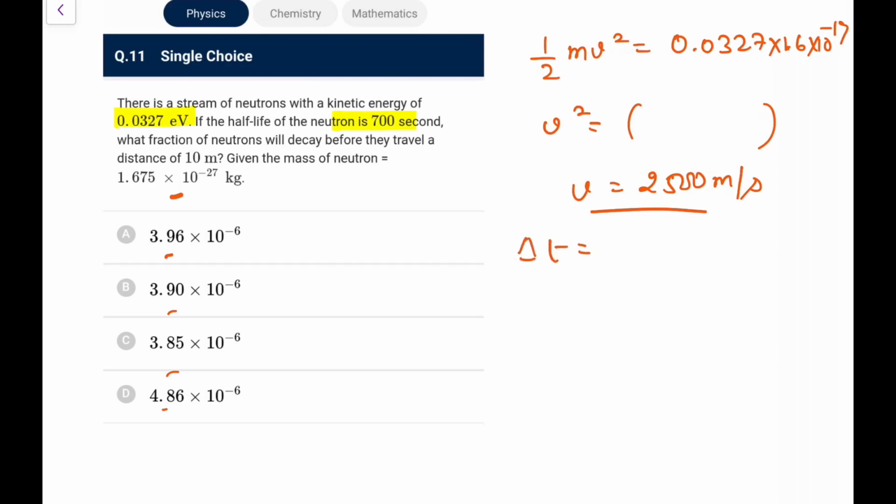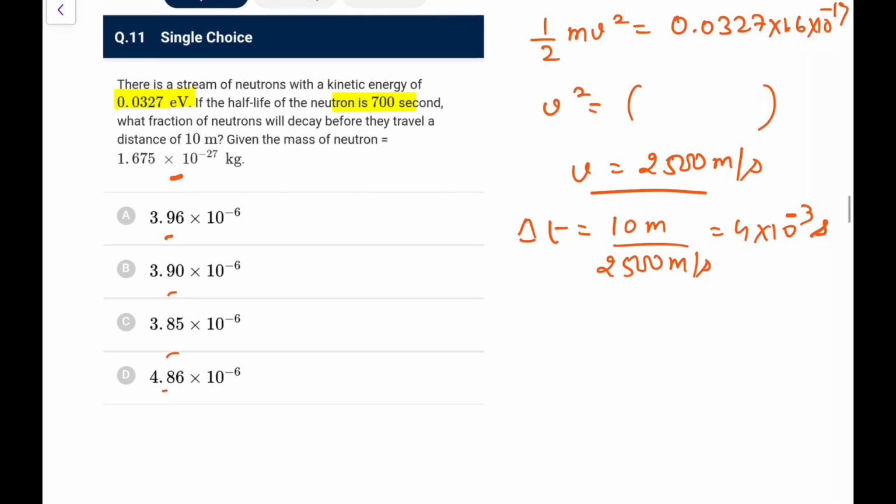Now the time it takes to travel: the half-life of the neutron is 700 seconds, and the distance is 10 meters. So the 10 meter traveling time would be 10 meter upon 2500 meter per second. That comes out as 4 into 10 to the power minus 3 seconds.